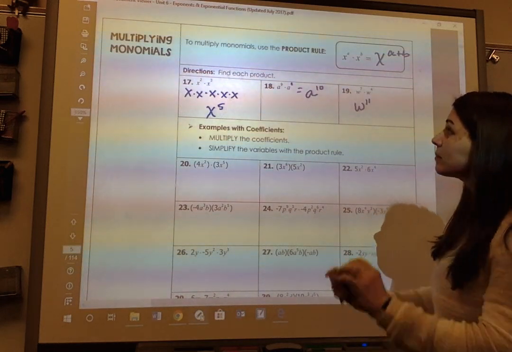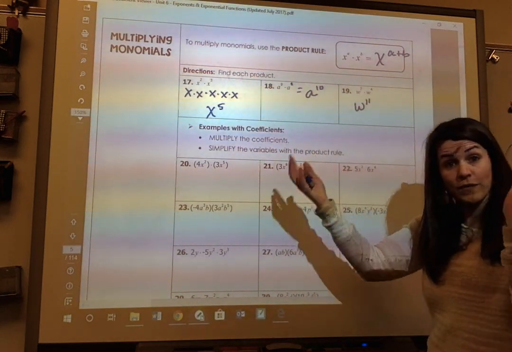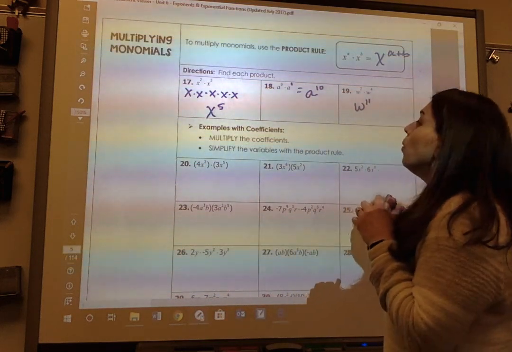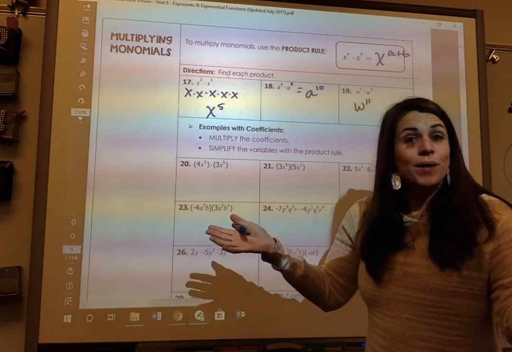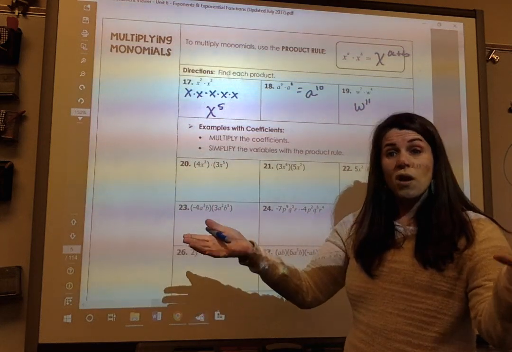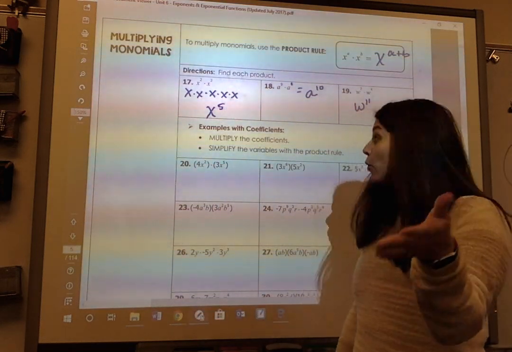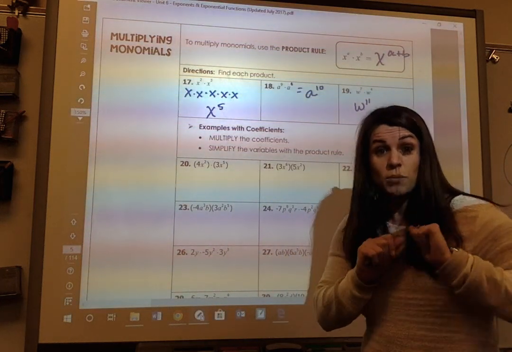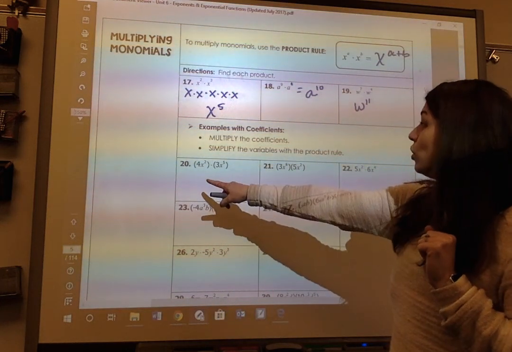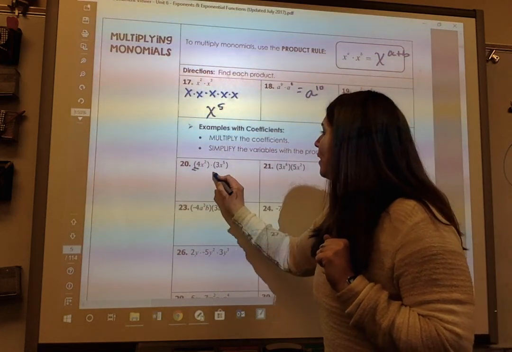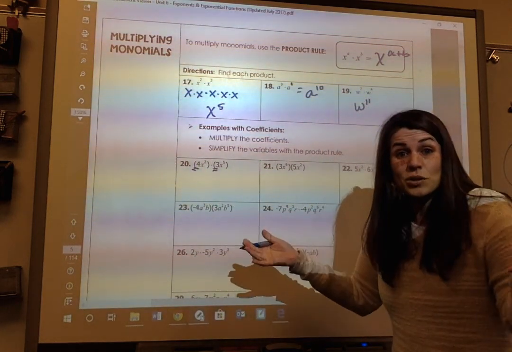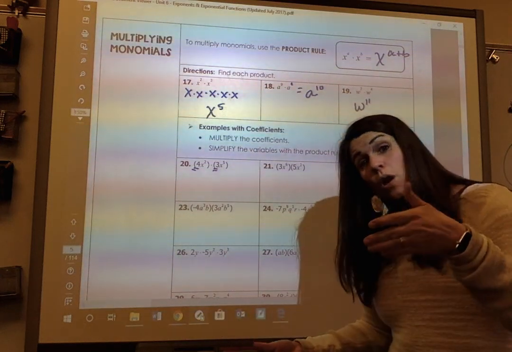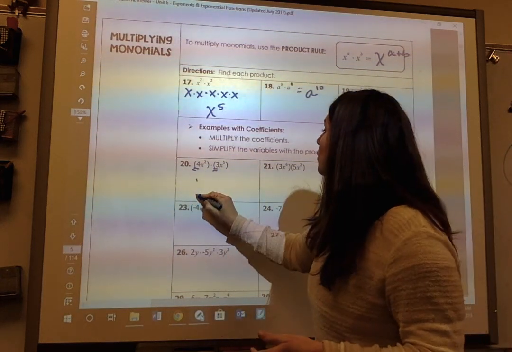All right. So that's the simple rule: when variables are the same, we keep the variable, we add those exponents. What happens when you have coefficients? You've been multiplying coefficients all year long. You've been doing it since 3rd grade, 4th grade. When you multiply integers, that doesn't change. You're still going to multiply the integers. So if you look over here at 20, you can't change that. 4 times 3. What is 4 times 3? Well, it's 12. It's always been 12. It will always be 12. So 4 times 3 is 12.